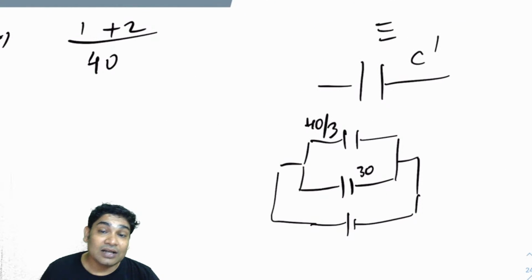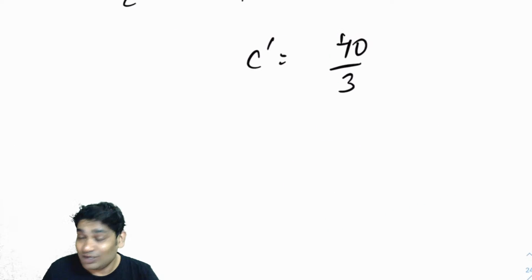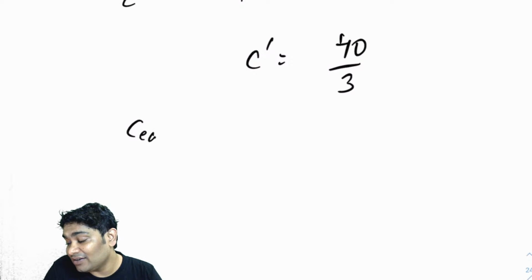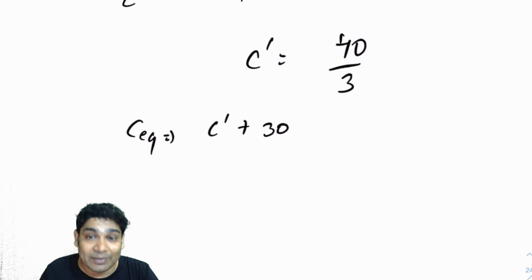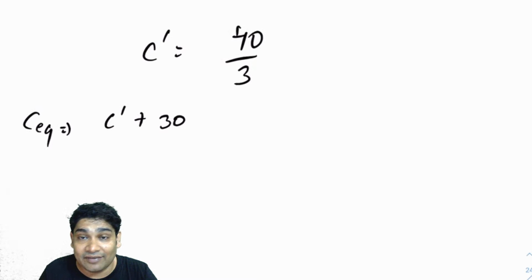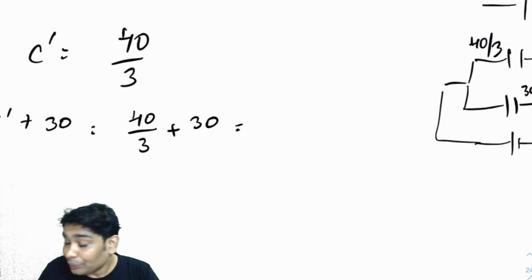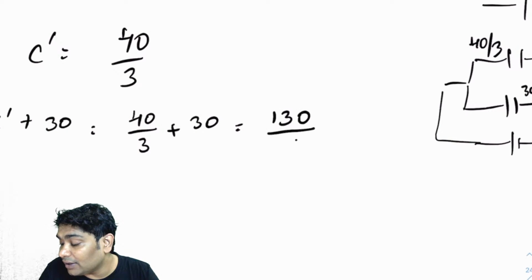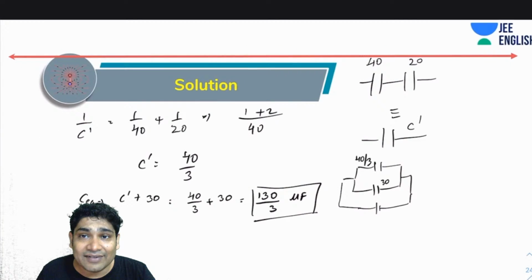Now these are in parallel, so the result would be a simple addition. So finally C equivalent would be C dash plus 30, and everything is in microfarads. I'm not writing micro everywhere, but it is understood that everything is in microfarad. So what am I getting? I'm getting 40 by 3 plus 30, so that is 130 by 3 microfarads. That is the answer, my C equivalent. Alright, this is very, very simple.